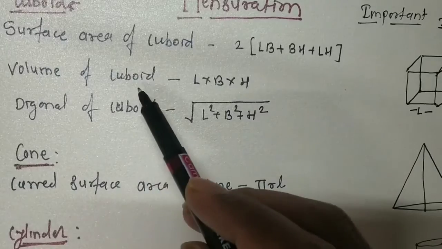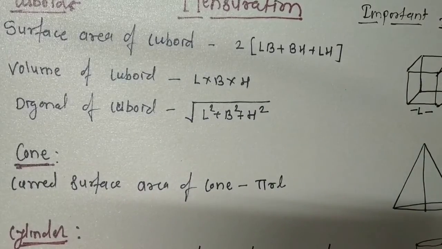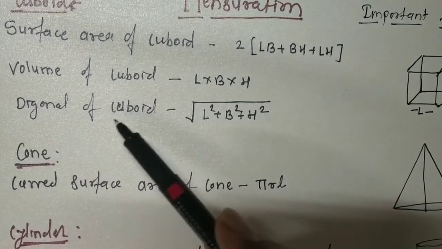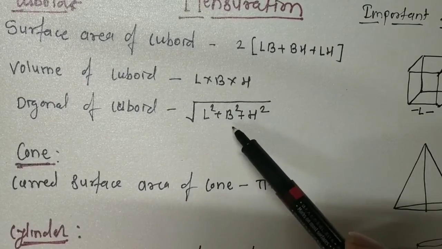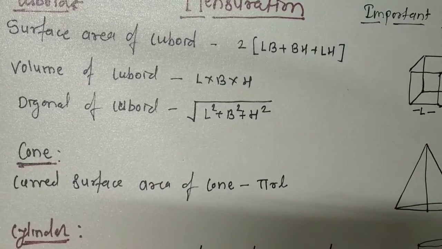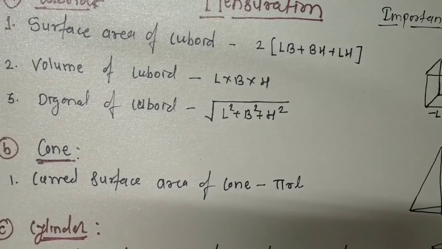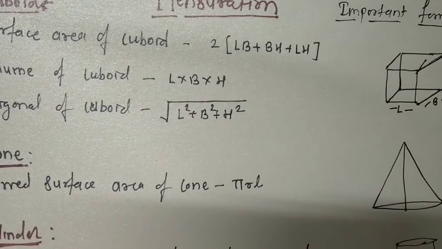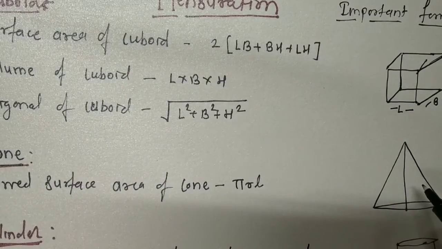Now, the volume of a cuboid is the product of length, breadth and height. And the diagonal of a cuboid is given by the formula L square plus B square plus H square, and then we have to take the square root of this. Now the second formula is based on the cone. The cone looks like this. This is an ice cream type of cone.